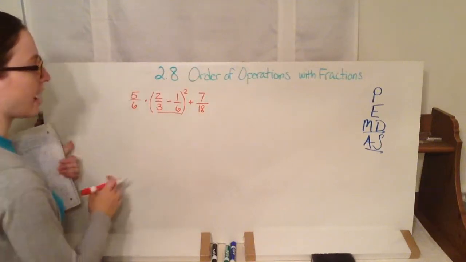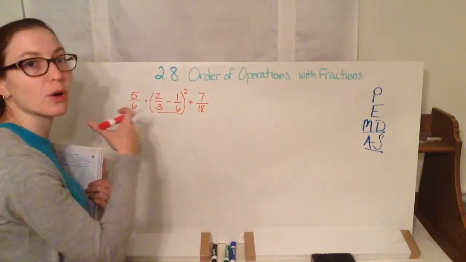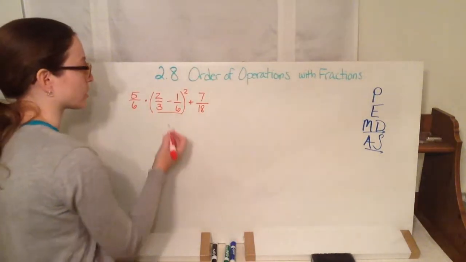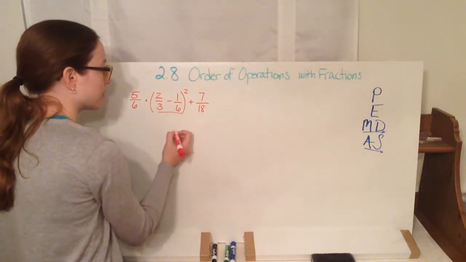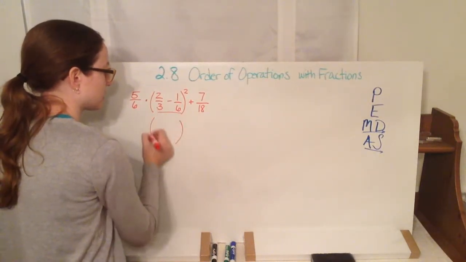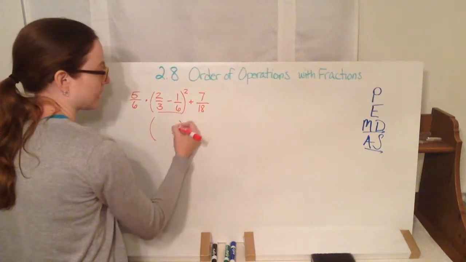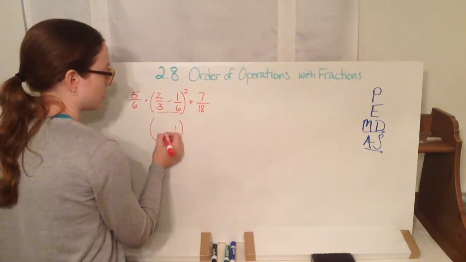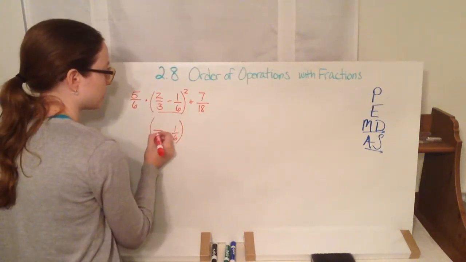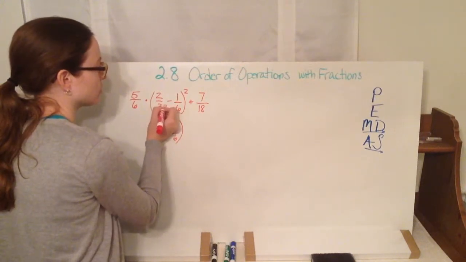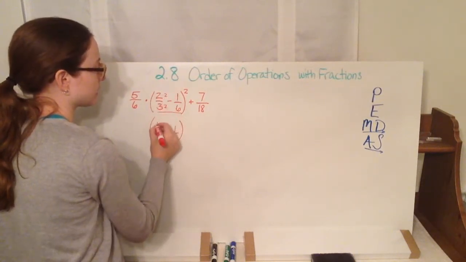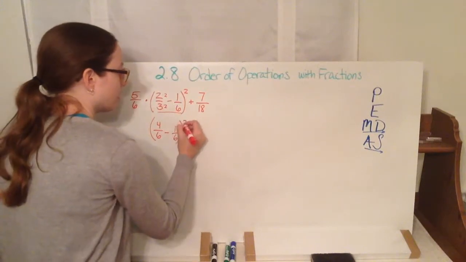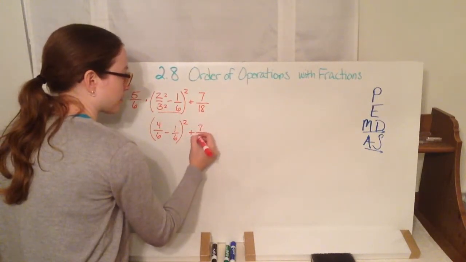But I can't do that yet until we have a common denominator, so I'll really need to do that sub-step first. The common denominator here will be 6. This one's already 6, so it doesn't change. We'll take from 3 to 6, we multiply by 2, so we do the same thing in the top to get 4. Everything else looks the same.